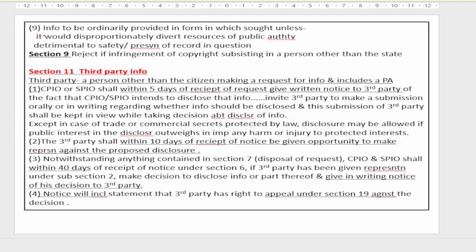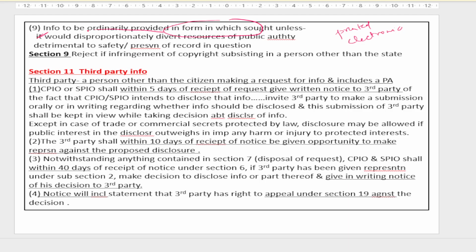Now this is subclause 9 of section 7. Information is to be ordinarily provided in the form in which it is sought. Suppose the applicant has asked for information in printed form, then it is to be given in printed form. If the applicant has asked for information in electronic form, it needs to be given in electronic form.